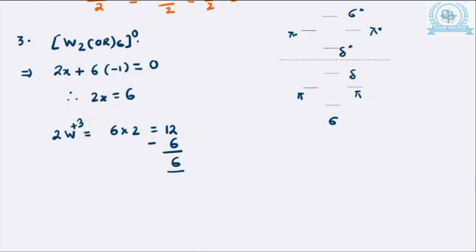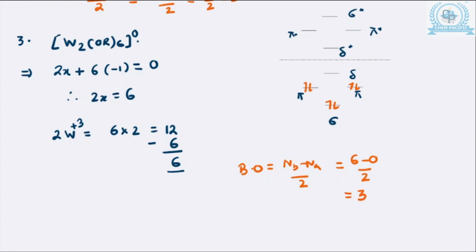Clear? So we fill this too, with its total of 6 electrons. 1 2 3, degenerate, therefore first they will be singly occupied, then 3 4 5 6. So what will its bond order be? So the number of electrons in the bonding minus antibonding, divided by 2. So this is equal to 6 minus 0 by 2, which is equal to 3.